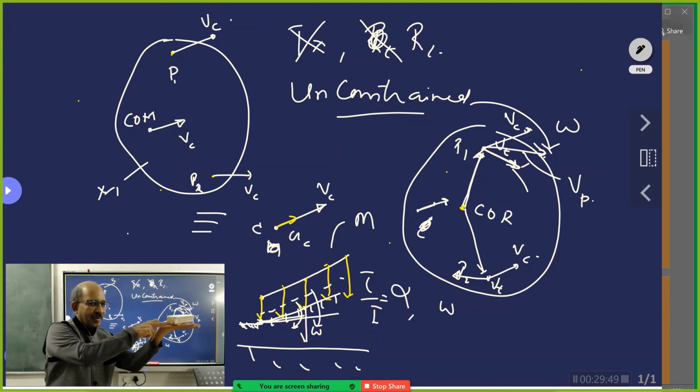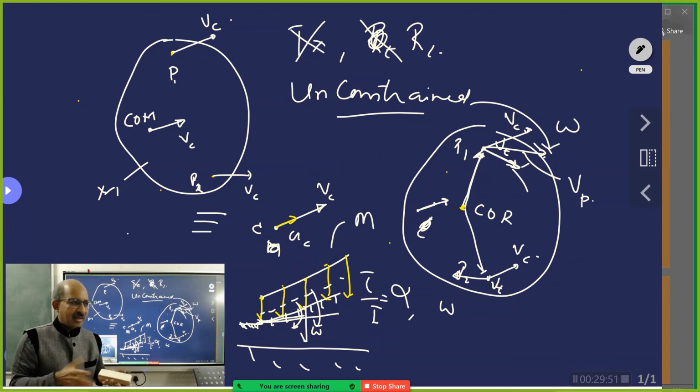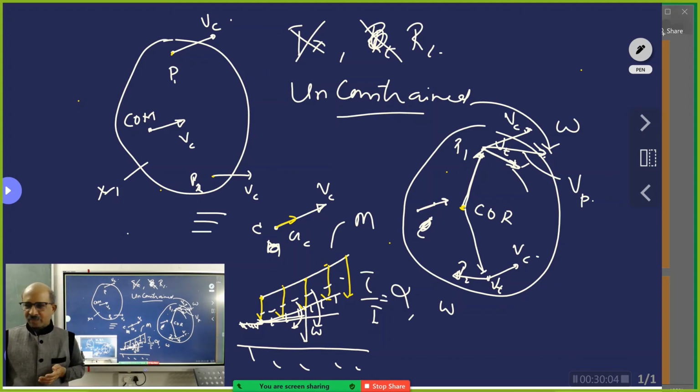Now, combined. Combined, correct? So, under what condition was it pure rotation? Under what condition was it pure translation? Under what condition is it combined? Sir, when the force was acting along the line joining the center of mass, then it was the translative motion, sir. And it was perpendicular to.